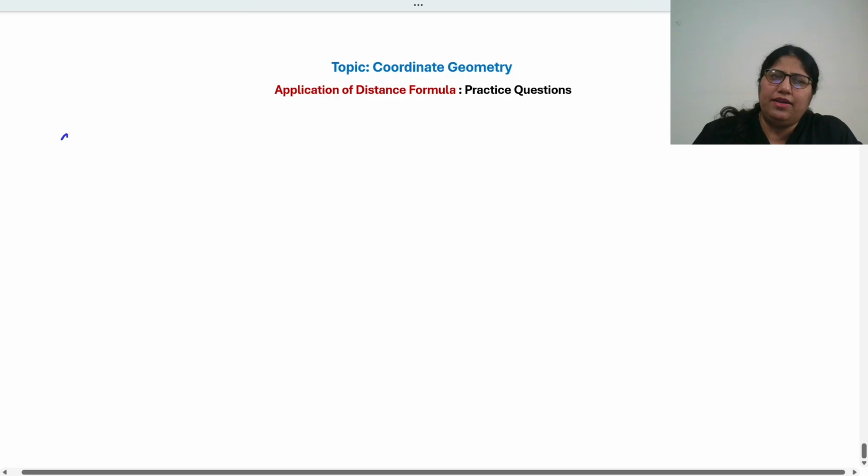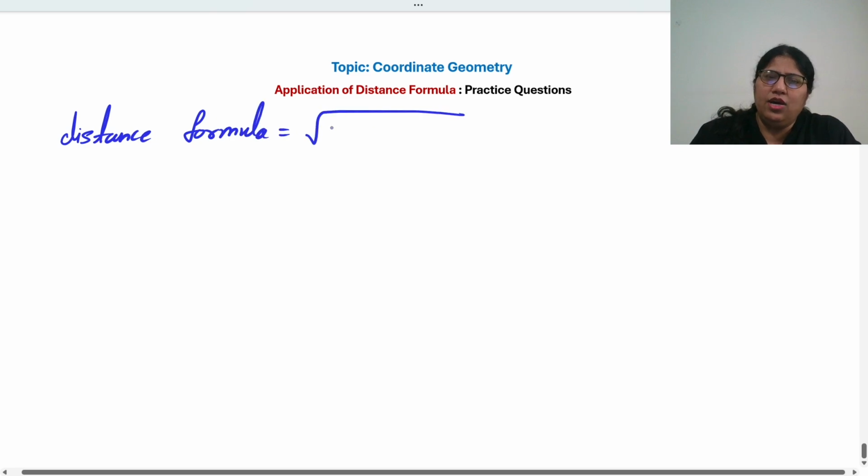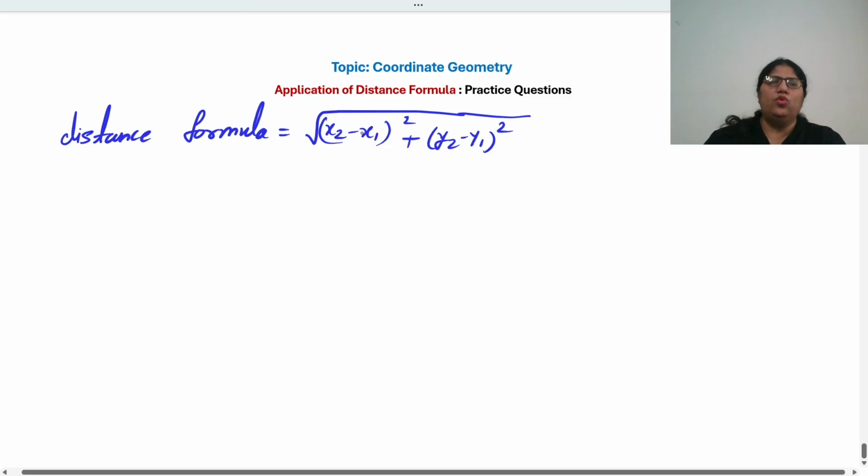First, let me recall the distance formula. Whenever you get any question, first start by writing the distance formula. The distance formula is the square root of (x2 minus x1) whole square plus (y2 minus y1) whole square. You can also write it as (x1 minus x2) whole square plus (y1 minus y2) whole square. Let us see how we are going to solve the first question.